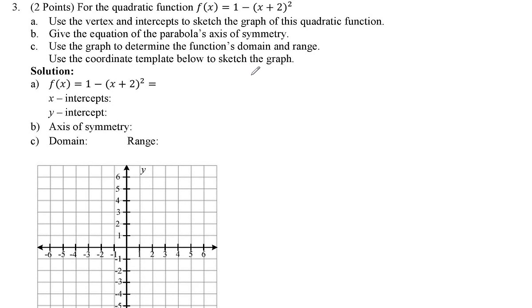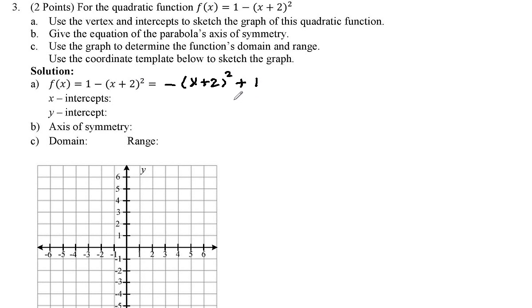And let's see, number 3, we have a quadratic function that's given to us, 1 minus quantity x plus 2 squared. And we're going to use vertex and intercepts to sketch the graph first. Okay, so the vertex here, well, our f of x is 1 minus quantity x plus 2 squared. We could write that as the negative of quantity x plus 2 squared, and then plus 1.